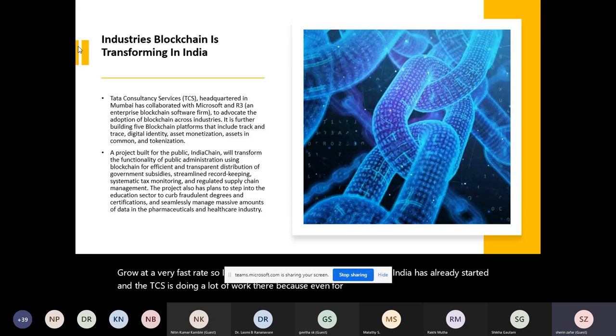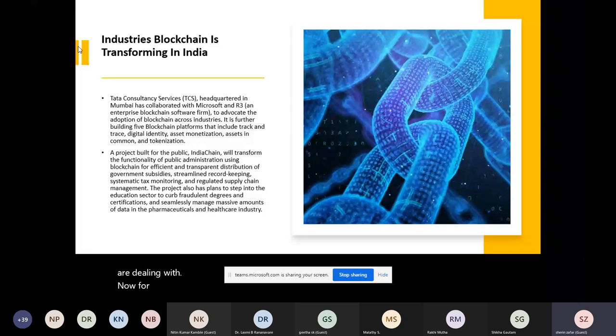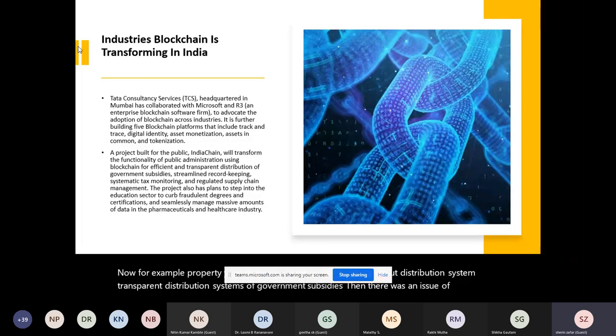For organizations dealing with, for example, property, your property is digitized. Then there are transparent distribution systems for government subsidies. Then there was an issue of fraudulent degrees, where a number of fraud degrees were being produced. So these degrees are also now being automated. If you put your degree on a particular digital platform for checking, it is checked by a scan code to see whether your degree is coming from an authenticated environment or not.